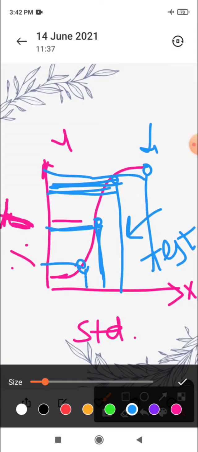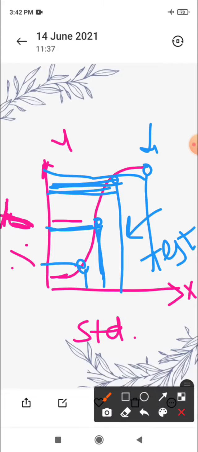So this is the interpolation method, and this is very less time consuming and more reliable as compared to other methods.